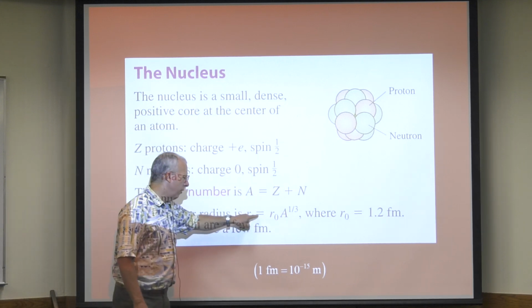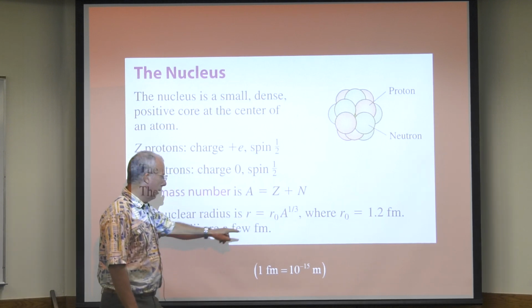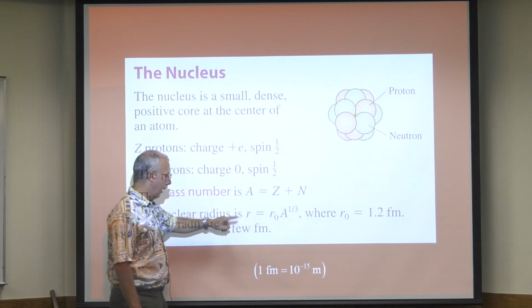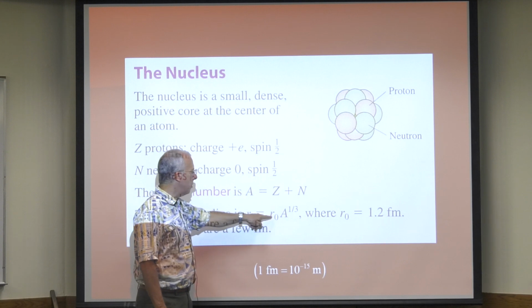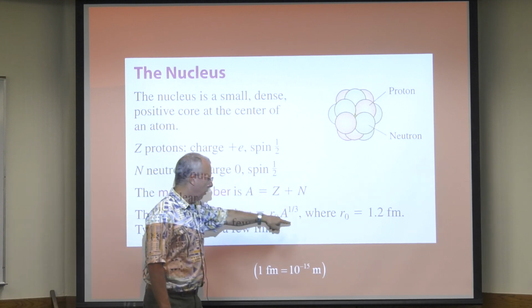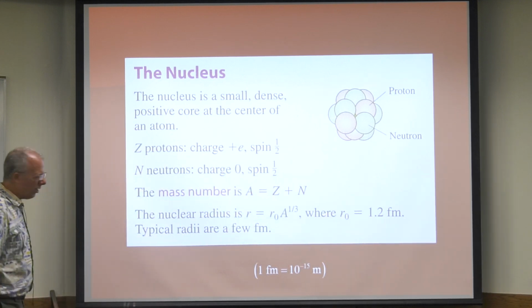And this is supposed to really be approximately R0 times A to the 1/3. This is an experimental result, okay? You don't derive it. It's an experimental thing. So the radius is R0 times A, the number of protons plus neutrons, to the 1/3 power. R0 is 1.2 Fermis. What's a Fermi?